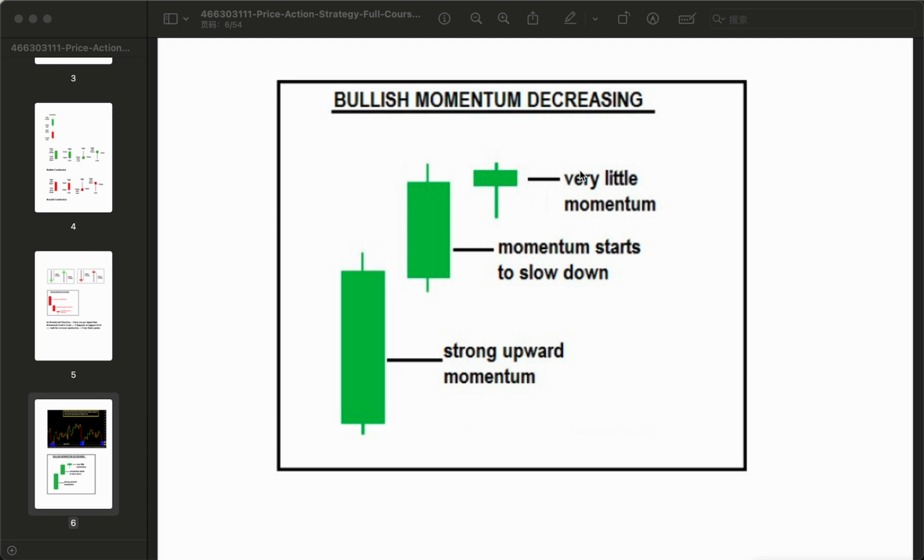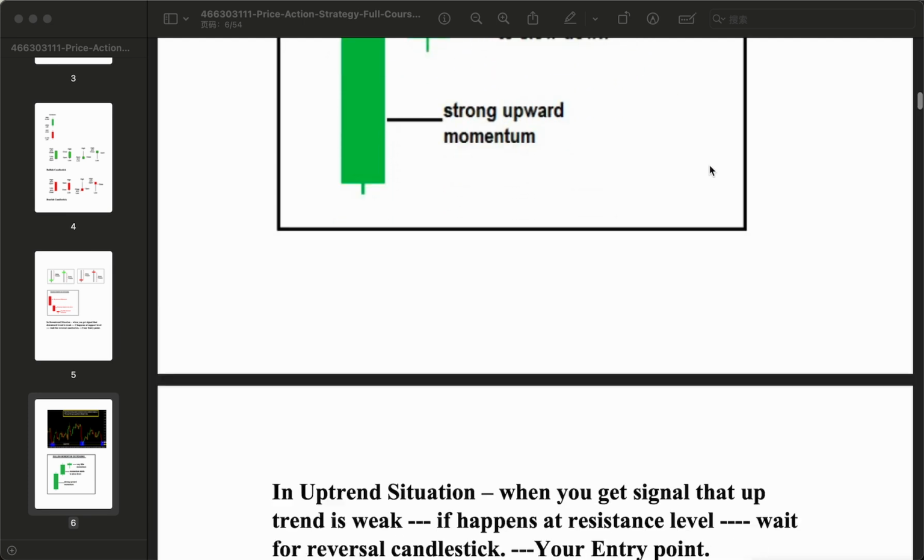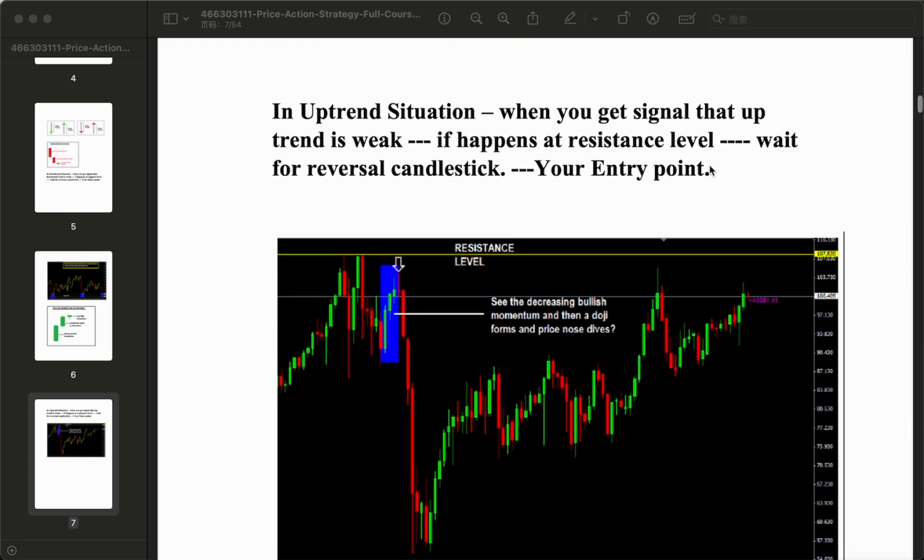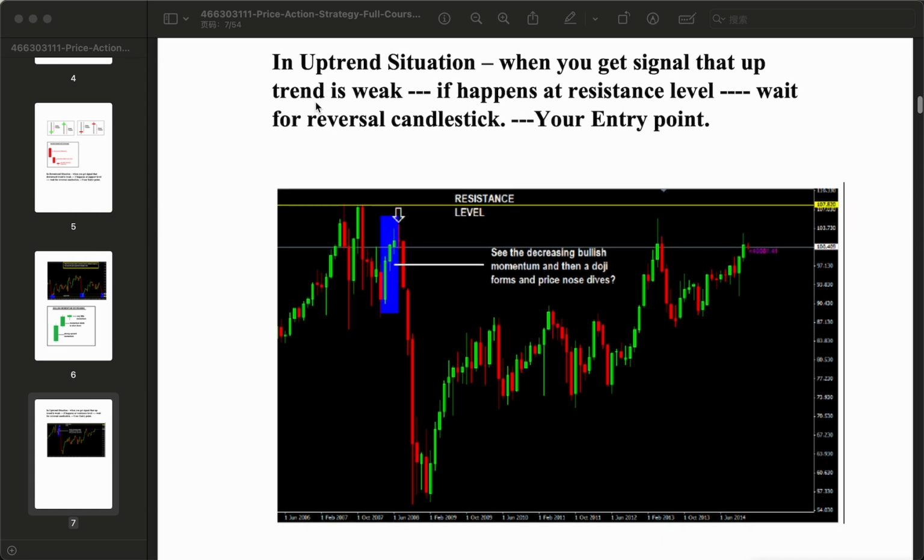You're seeing the market. There are people who continue to buy, but there is more selling force. There is more selling pressure on the upside. That's why the momentum is diminishing. So this is basically an uptrend situation where you get signals that the uptrend is weak. If it happens at a resistance level, wait for a reversal candlestick, your entry point.